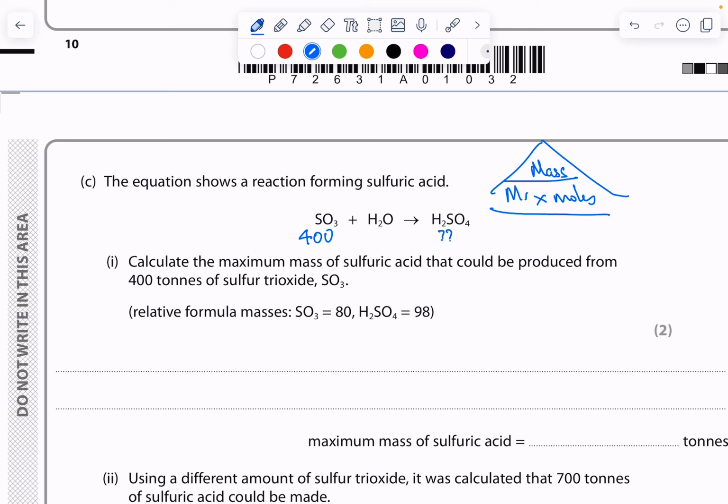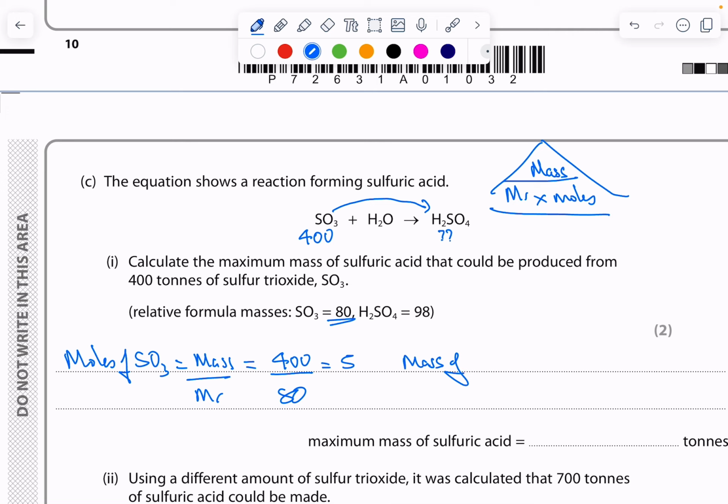Okay, to get into this question, my first job is to convert and get the moles of SO3. So according to the triangle, moles of SO3 is mass divided by the Mr. So the mass is 400 divided by the Mr, which is 80. So here I've got 400 divided by 80, and that is giving me an answer of 5. Now, I've got to be careful because I can see here that my ratio is 1 to 1.